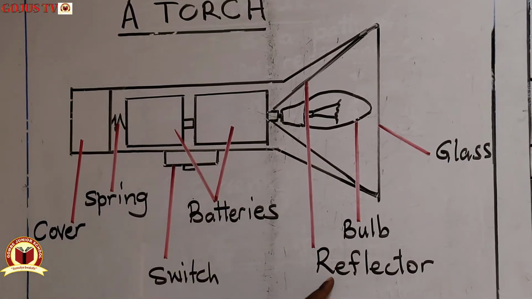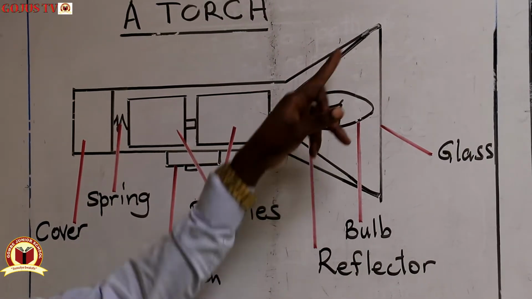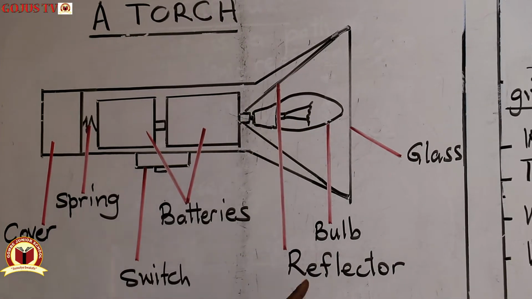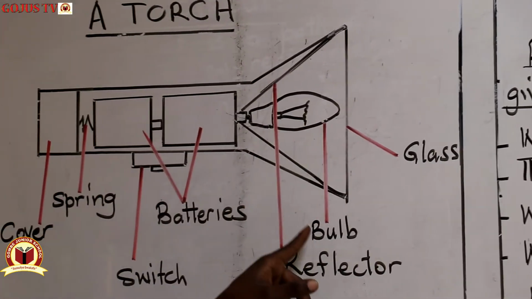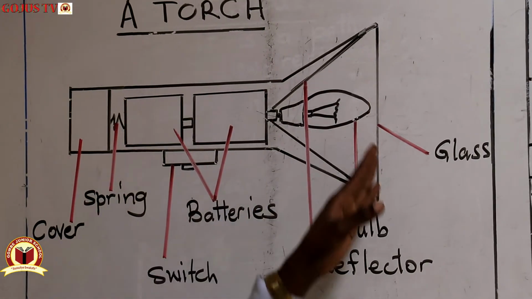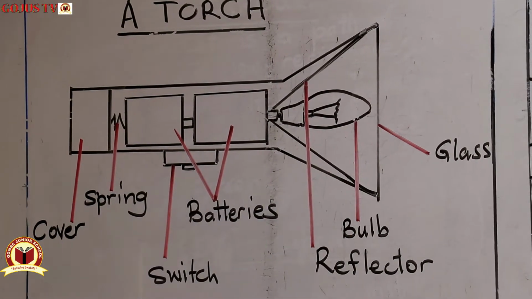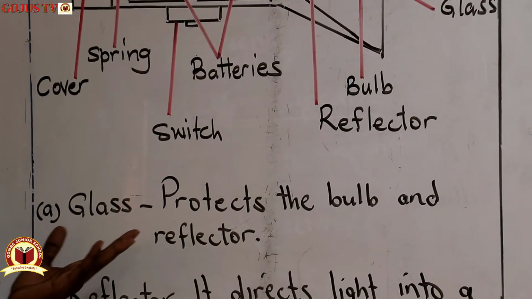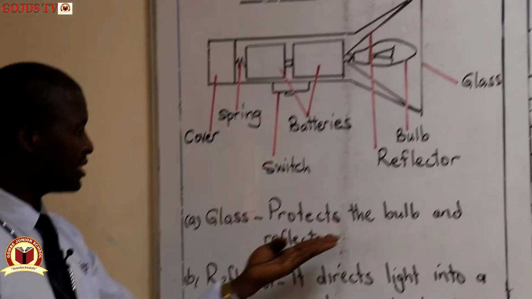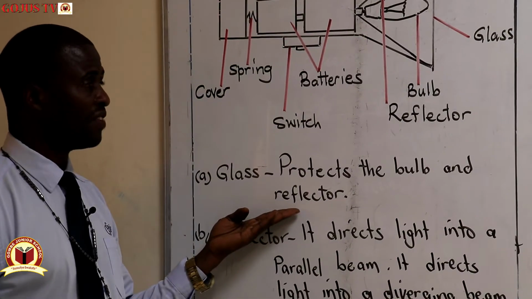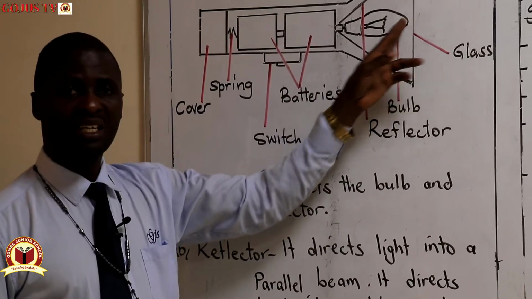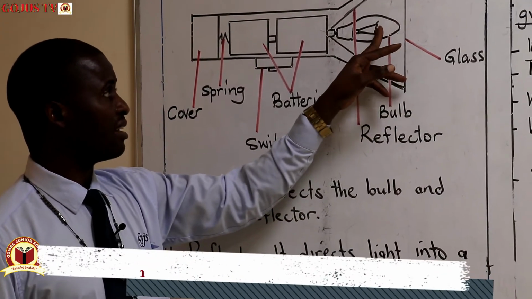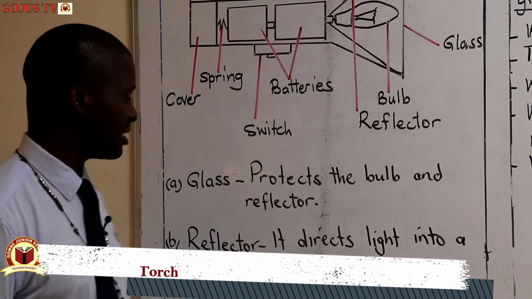A torch has got a reflector. There is a shining surface. A shiny surface inside there is called a reflector. Then there is a bulb and a glass on top. And we want now to look at the uses of each of the parts of a torch. We start with the glass. The glass protects the bulb and the reflector. So in case a small stone came to hit the glass, it will not break the bulb that is inside.